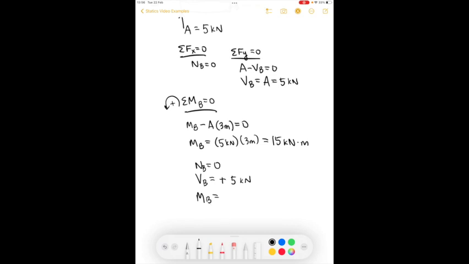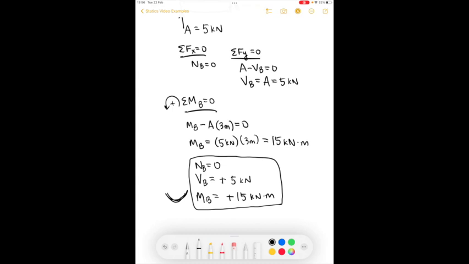And the moment about the point B would tend to curl the beam upwards, concave upwards. So that means that it has a positive 15 kilonewton meter bending moment.